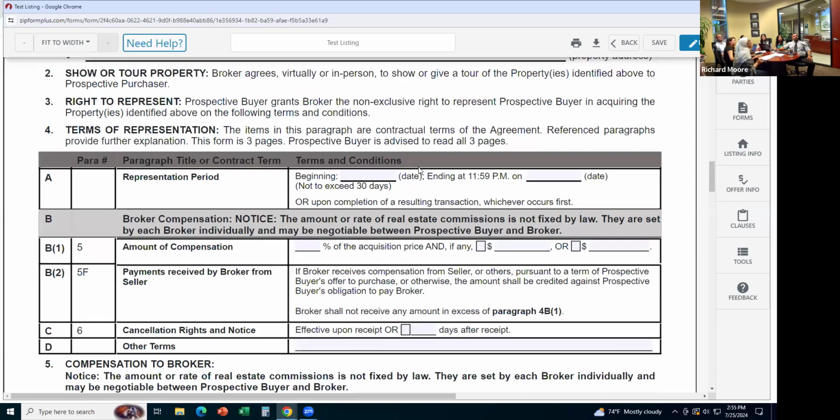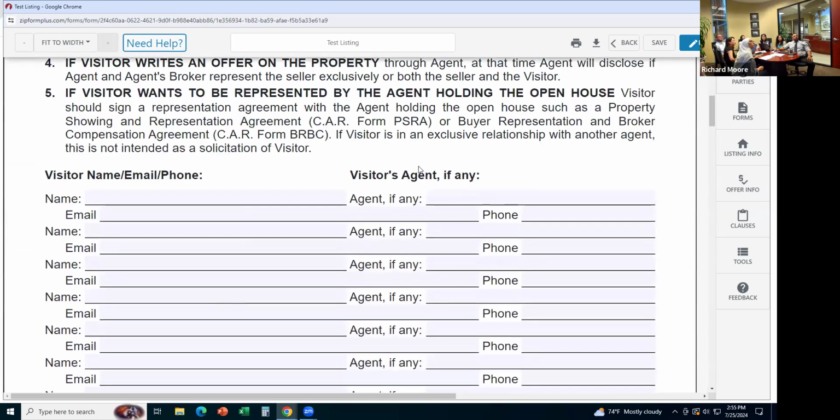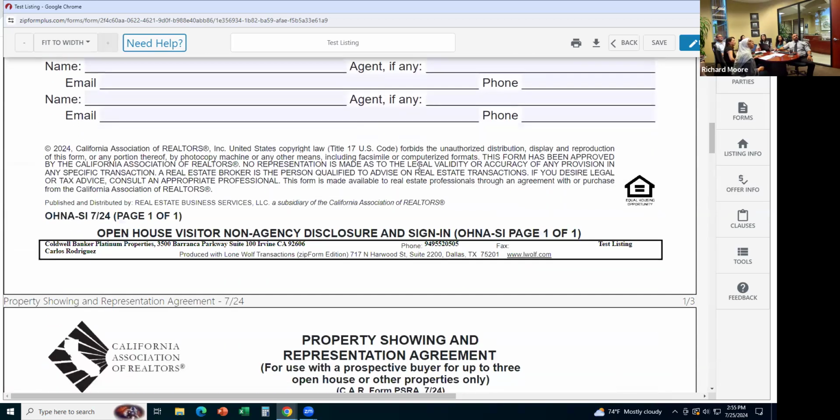Yeah, you probably don't need that many of the open house one. You probably just need maybe a couple. Yeah, but the second one, yes.